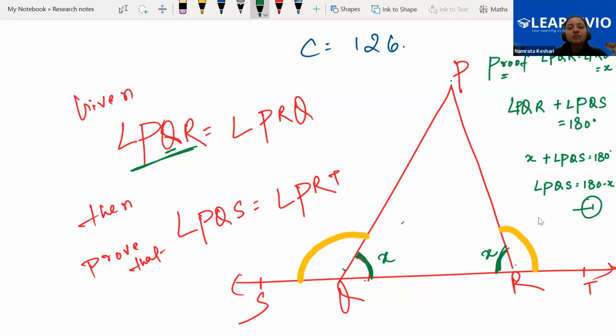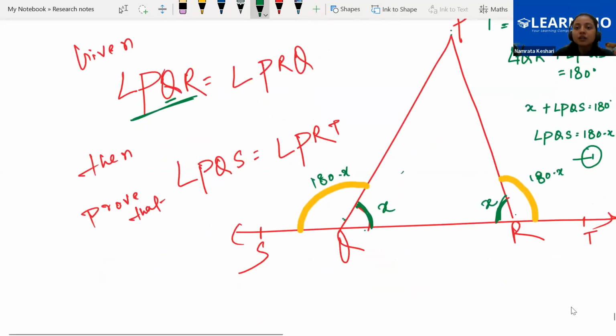Now, similarly, we will do for the other one. If this is x, this will become 180 minus x. And this is also, if this is x, this will become 180 minus x. And if both are 180 minus x, that means both are the same. Getting my point? Yes, ma'am. Let's write it.